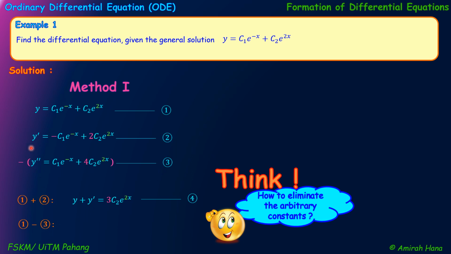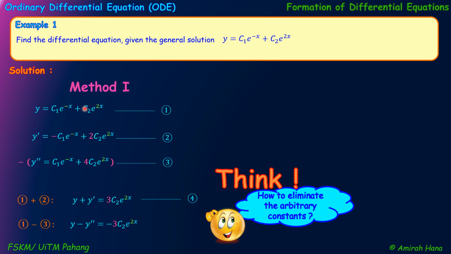So from equation 3 here, we put minus and bracket sign. So now equation 1 minus equation 3. From the left hand side, y minus y double prime. So we get this on the left hand side. And then c1e to the power of negative x minus c1e to the power of negative x, so we can eliminate this term.